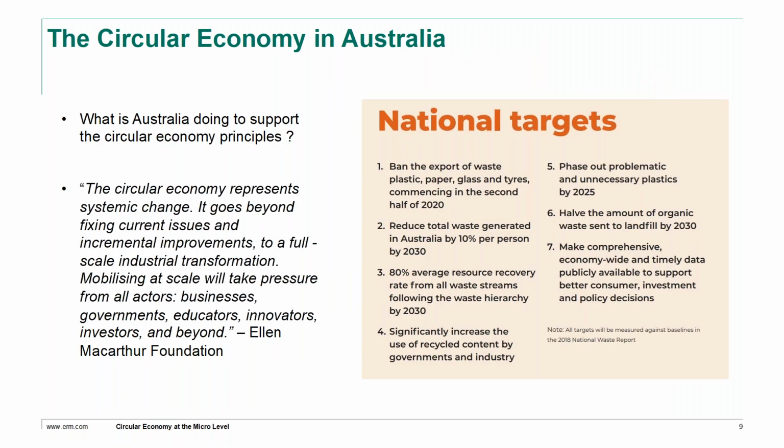So what's happening with the circular economy in Australia? Australia's current economic system is predominantly linear. We take, make, use and dispose.